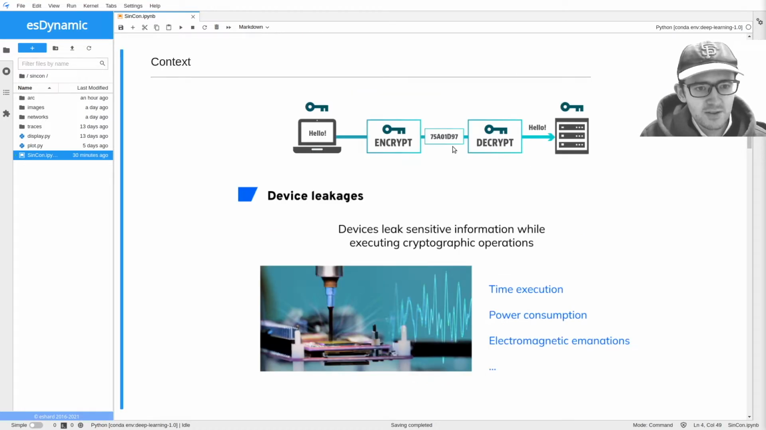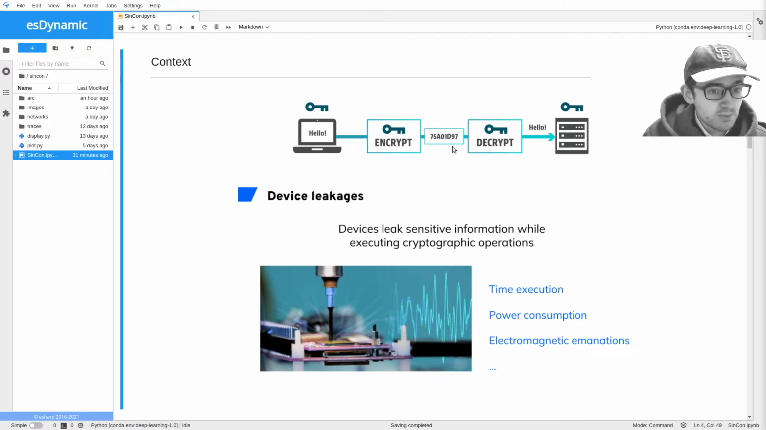Okay, so now let's dive into today's topic. If we look at cryptography today, we have algorithms that are theoretically unbreakable. If we take a plain text and encrypt it with a cipher like AES, even if the ciphertext is intercepted, with just the knowledge of this ciphertext, it is impossible to recover the original message because the encryption is secure. But in practice, these cryptographic algorithms are executed on devices, and these devices leak information through multiple channels that we call side channels, and this can be exploited to recover secret keys.